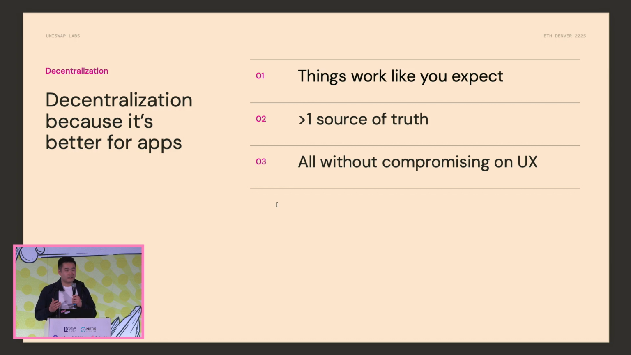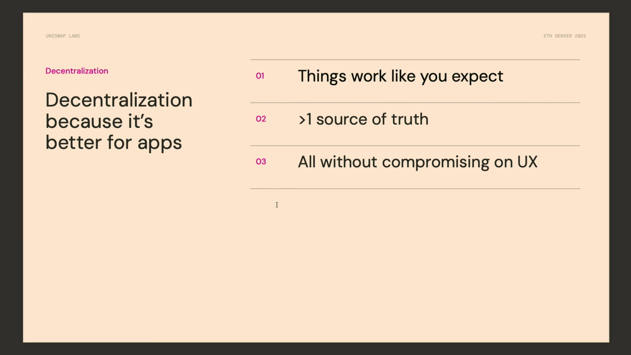The truth is that we would build things in a decentralized way just because we wanted to. This is Uniswap. It's what we do. But we also think that decentralization is a big business advantage for us and for the apps that are building on top of Unichain.